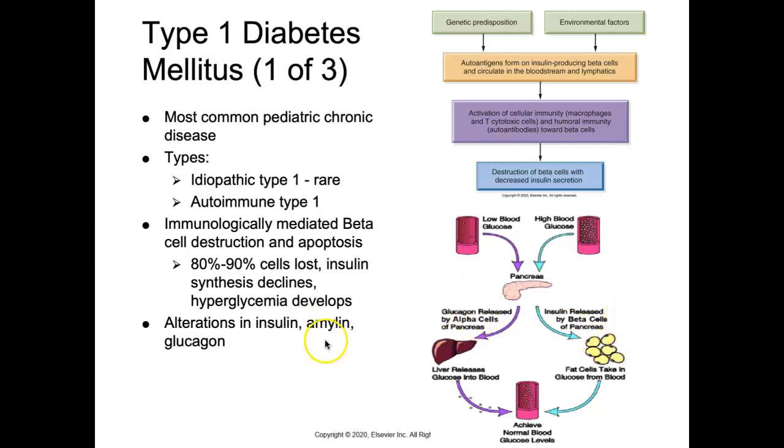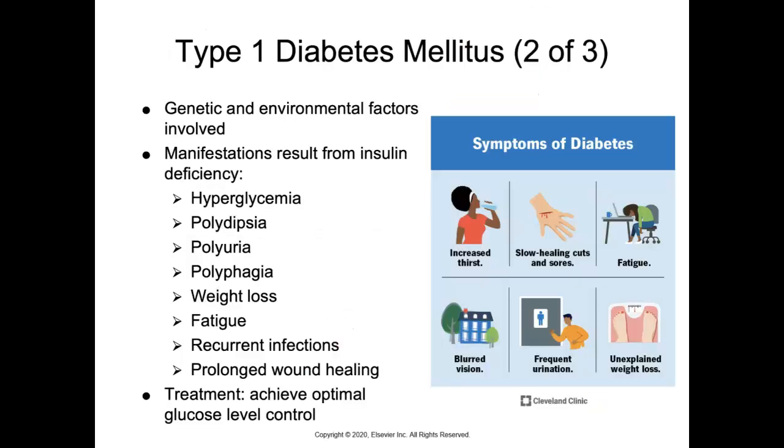So just so we know the role of amylin, it will inhibit food intake, delay gastric emptying, and decrease the blood glucose levels, similar to insulin. So like we saw in the previous slide, in diabetes type 1, we have genetic and environmental factors that are involved, and we have a slew of clinical manifestations due to the insulin deficiency.